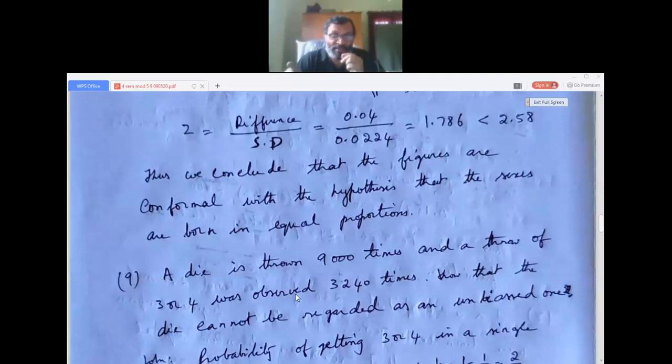So show that the die is biased. Show that the die cannot be regarded as an unbiased one. Cannot be regarded as unbiased means what? It means it should be biased. Okay, we'll see what it is. Understand the question properly. They have given it in the "cannot be" form.